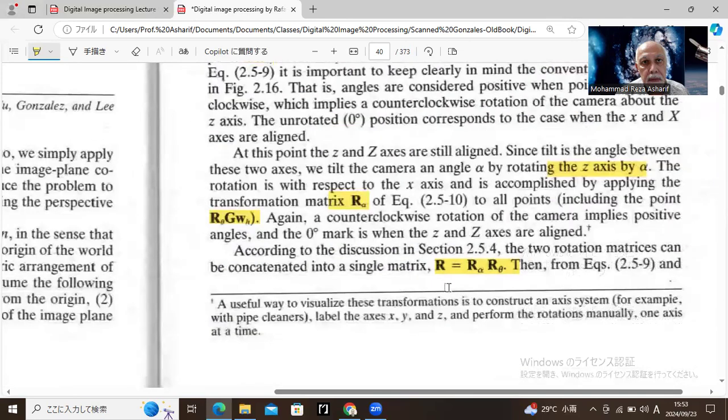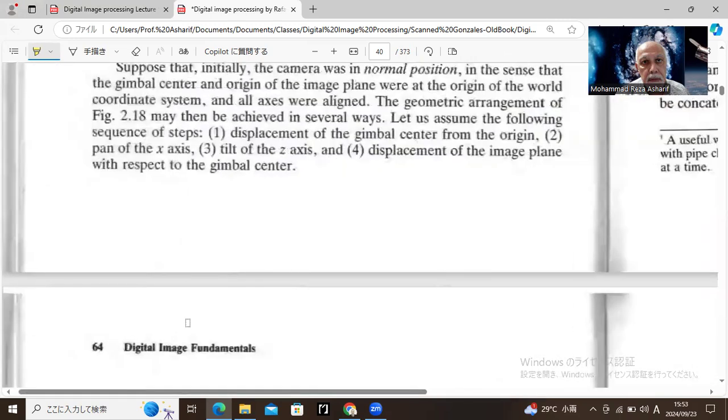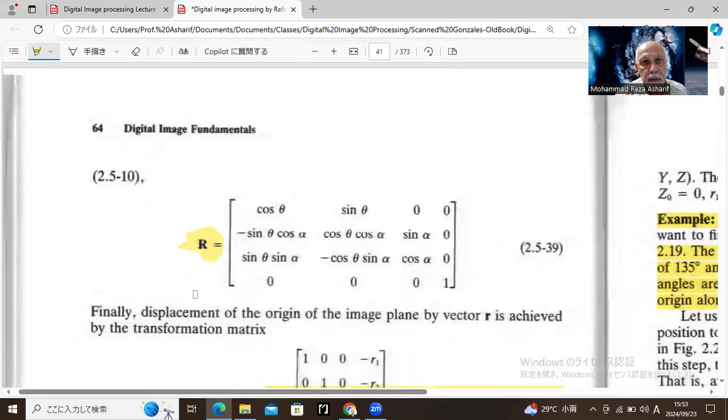So we have two matrices. R is R alpha multiplied by R theta. Imagine the matrix multiplication should be in order. So R theta, G, W, and H, and R alpha, R theta, G, W, H. Totally, I don't want to read all of this story in the book, so you can later see the book and read that.